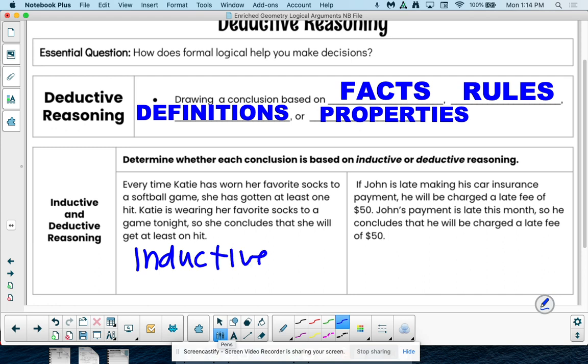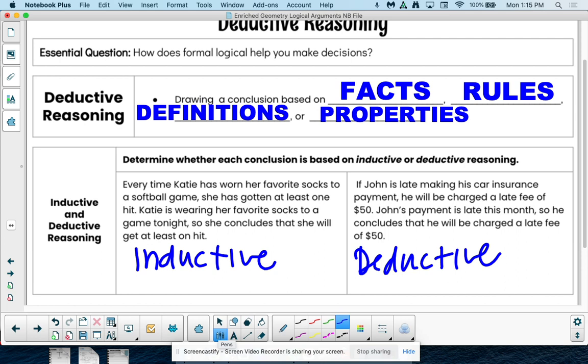All right, our next one. If John is late making his car insurance payment, he will be charged a late fee of $50. John's payment is late this month, so he concludes he will be charged a late fee of $50. Deductive, right? That's a rule. If you're late on your payment, there's a penalty. Deductive. You guys see the difference?